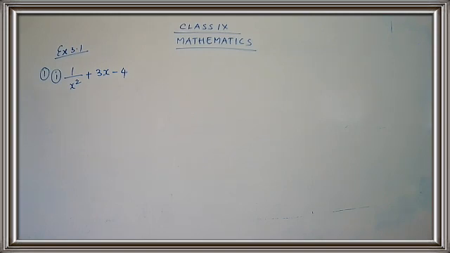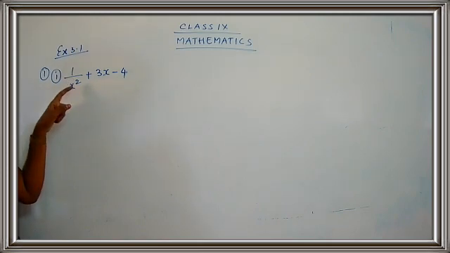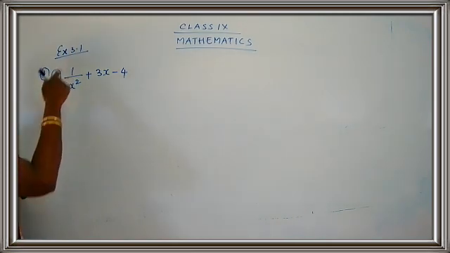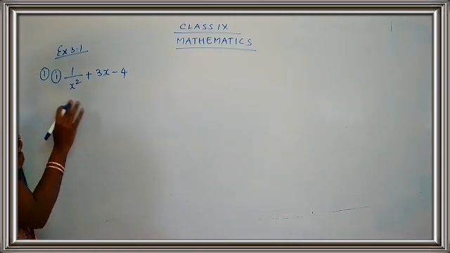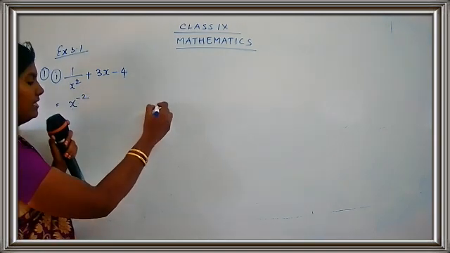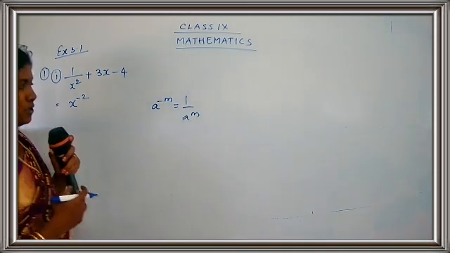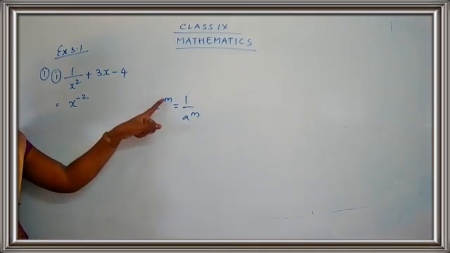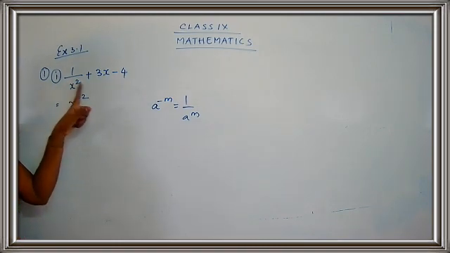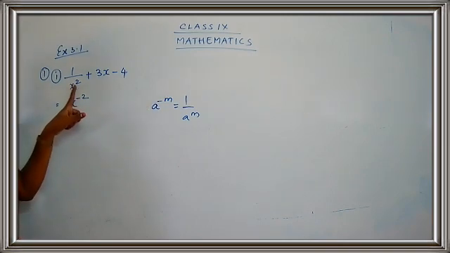Now here you have 1 upon x square plus 3x minus 4. This is 1 upon x square. I don't want x square in the denominator, so this x square will come in the numerator. So what happens to this expression? It will turn to x raised to minus 2. We have seen the law of indices: a raised to minus m is 1 upon a raised to m. Do not write in this form; you have to write in this form. So 1 upon x square will be written as x raised to minus 2.